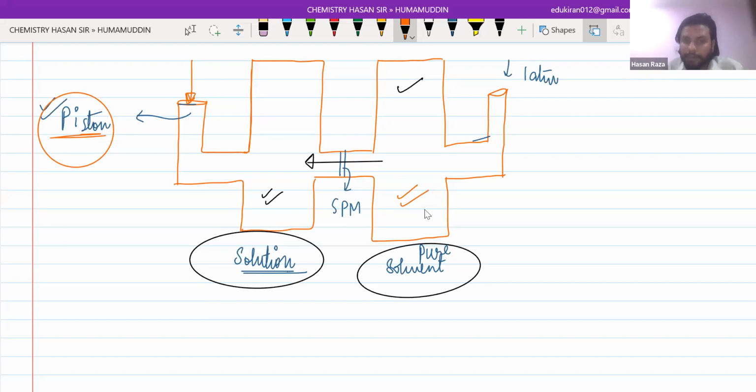Just see, if the solvent starts flowing from right to left, you can stop this process. You can stop this flowing of solvent from right to left by adjusting this piston. By applying pressure on the piston, you can stop it. And that pressure that you are applying is known as osmotic pressure. So I'm going to define it.